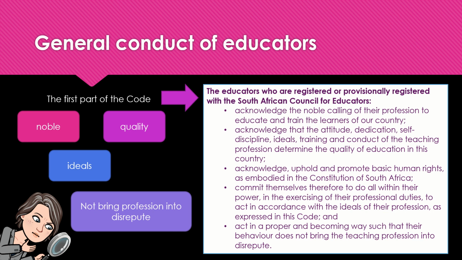For me, it is the second point in this subsection that causes me trouble. It reads: the attitude, dedication, self-discipline, ideals, training, and conduct of the teaching profession determine the quality of education in this country. But there are many, many other factors that also determine the quality of education, beyond just teachers' attitudes and dedication. Most of these factors are outside of a school's control.